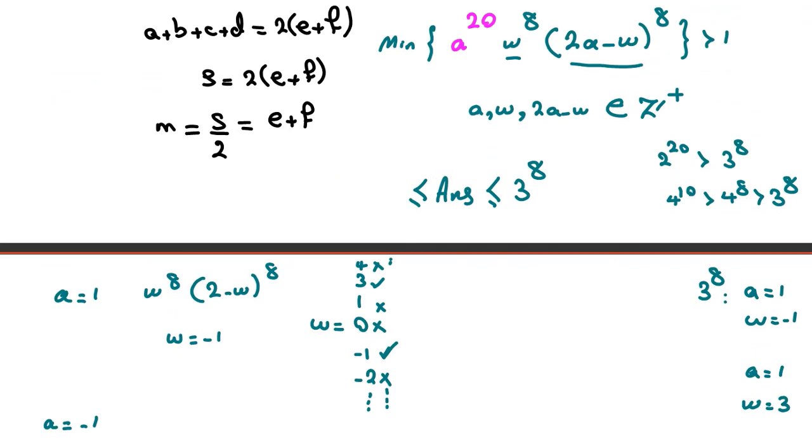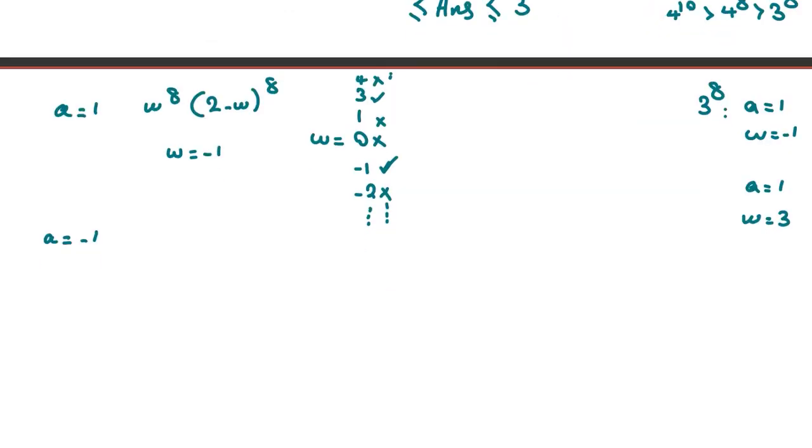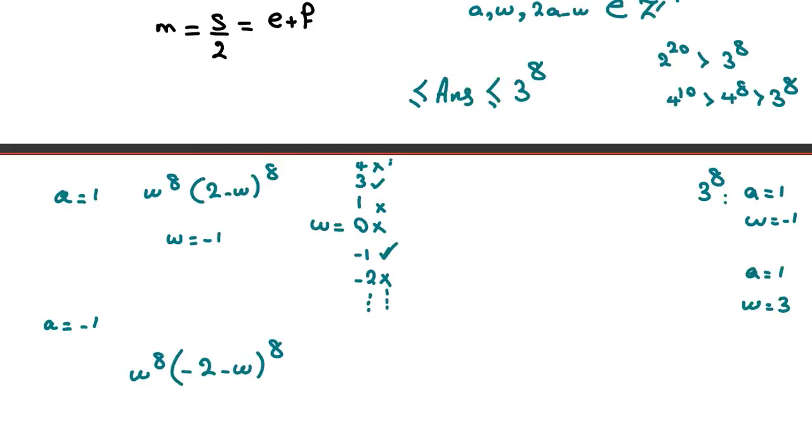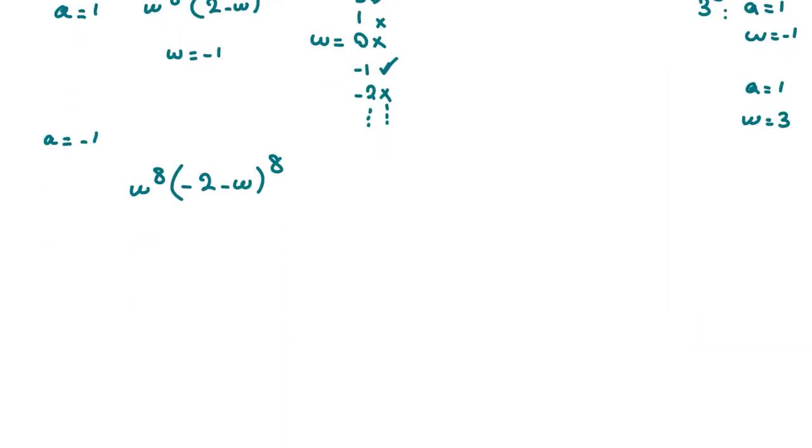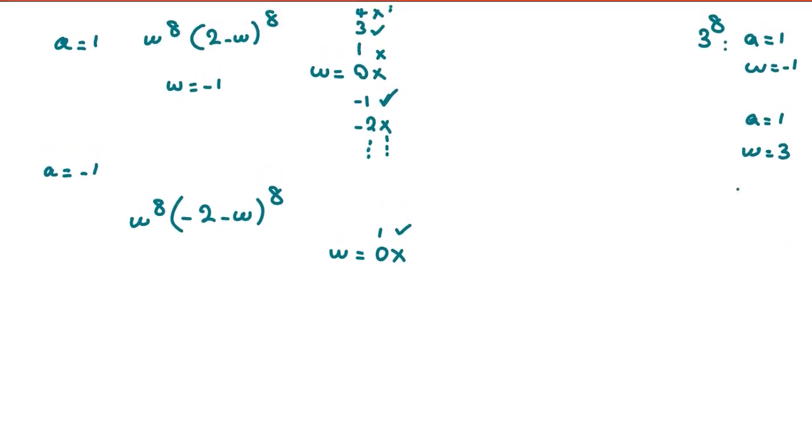If A is negative 1, again, it will be W to the 8 minus 2 minus W to the 8. Okay. Here, let's check. W0 is bad. W1. Again, it will be 1, negative 2, negative 1, 3 to the 8. It is exactly the answer we found. So we can say, for example, a negative 1 W1 also works.